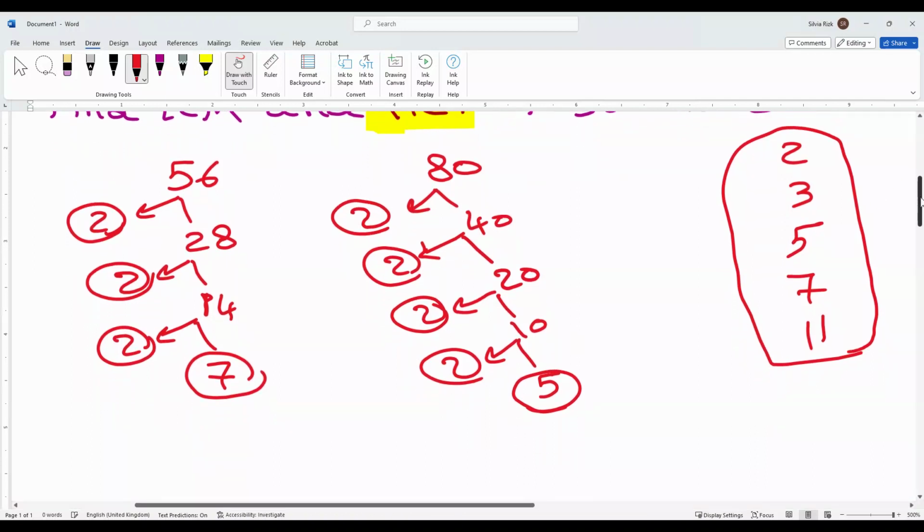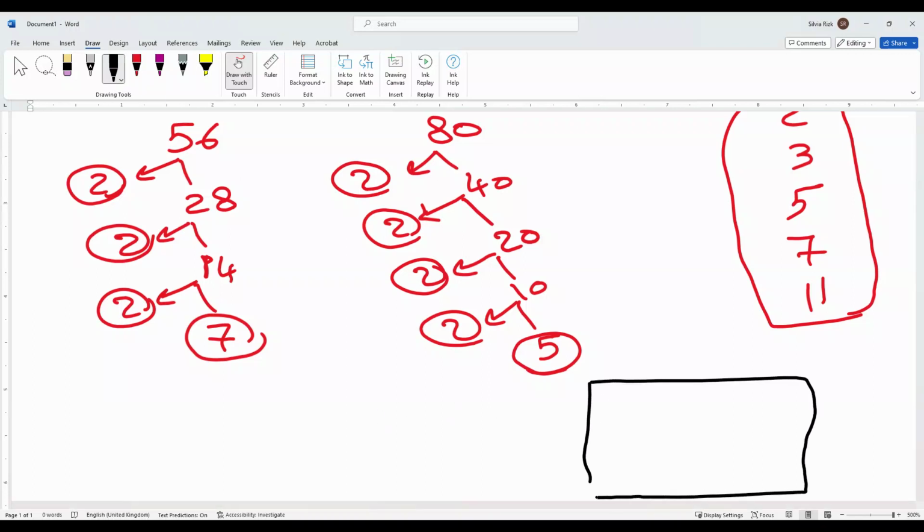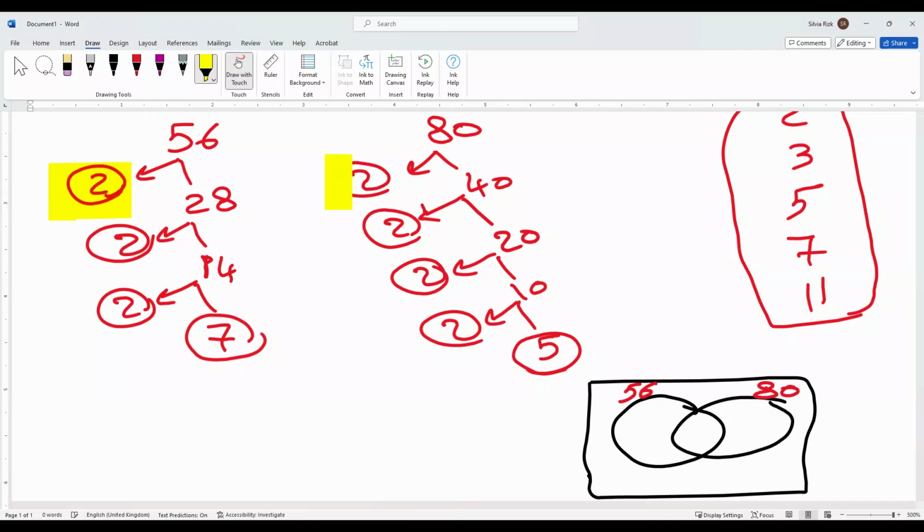Now I'm going to draw a Venn diagram. Look at that. I'm going to do it here. I'm going to draw 2 circles. I'll name one of them 56 and the other one is 80. Now let's see what is common between them. 1, 2, second 2, 3 2s. So I will put here 2, 2, 2. They are the common ones. Remaining, these ones. 7 is in 56, another 2 and a 5 is in 80.